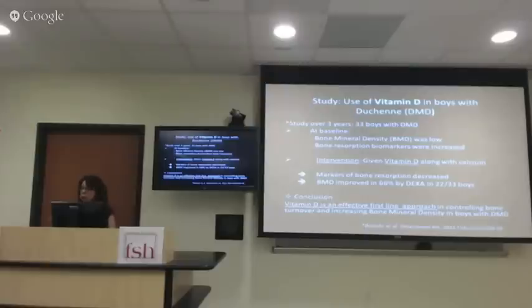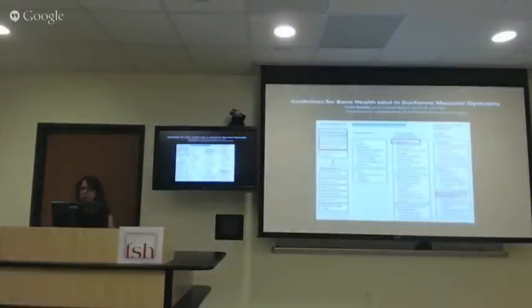The question is, can we translate this to other muscular dystrophies? So there are guidelines for bone health in Duchenne muscular dystrophy, and there are some similarities with FSH. On the left-hand side, bone health issues include decreased mobility, muscle weakness. Suggested tests would include all the biomarkers, scanning with DEXA, interventions, vitamin D, calcium, and bisphosphonates.